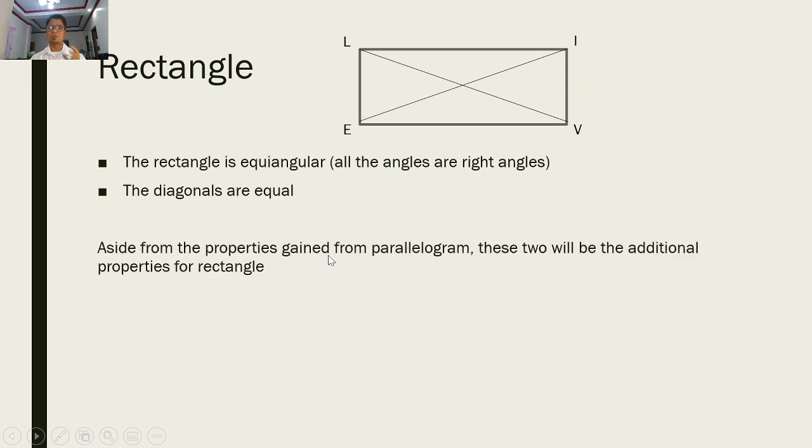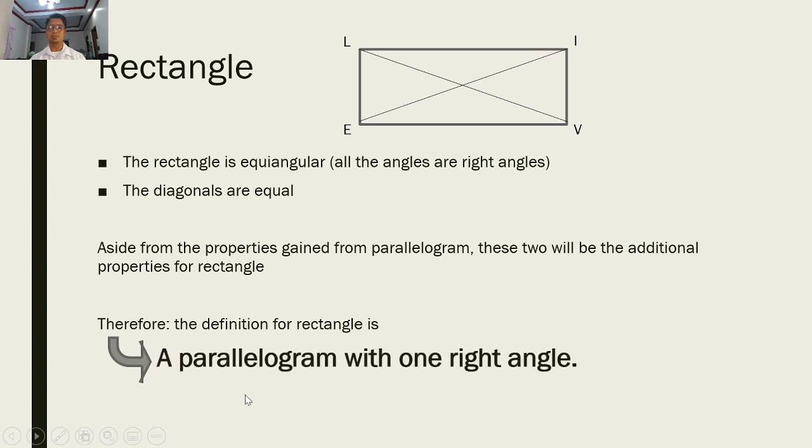Now, aside from the properties gained from parallelogram, which is 6, it stands for 6. These two will be the additional properties of rectangle. These two. So if we will be including this, the definition for rectangle is, this will be the definition that we will be using. A rectangle is a parallelogram with one right angle.